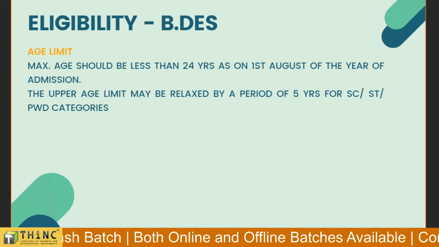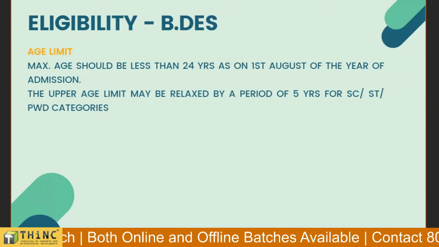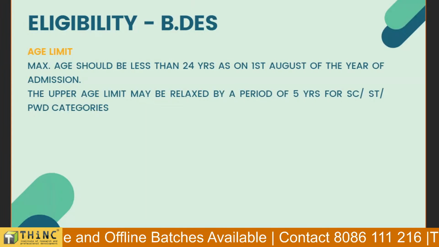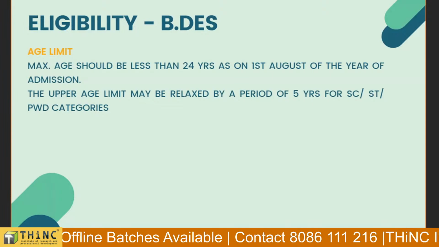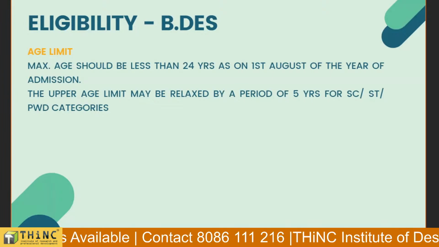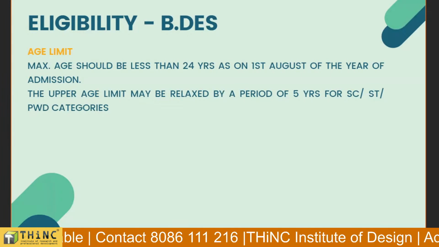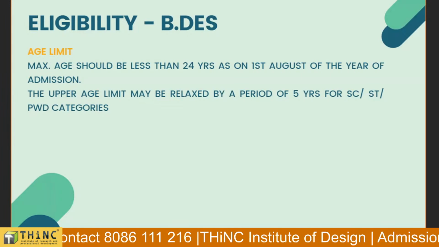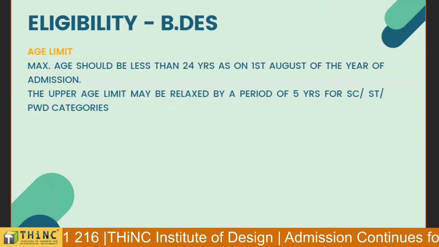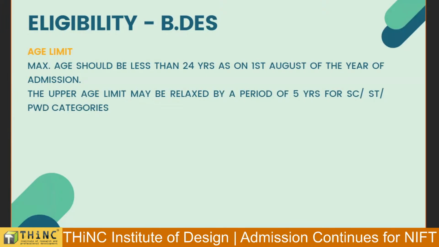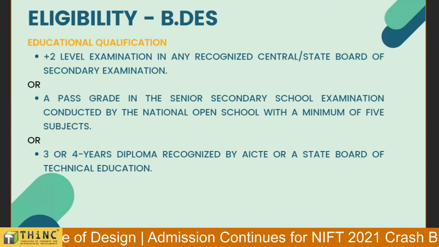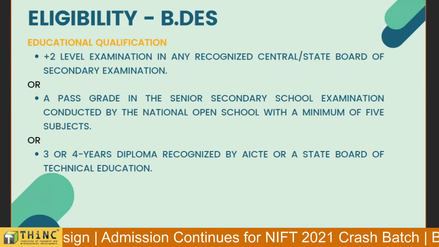And for various reservation categories like SC, ST, PW categories, there will be a 5-year relaxation in the upper age limit. So there will be 5 years of upper age limit relaxation for SC, ST and PW candidates. In general, for general candidates, the maximum age should be less than 24 years as on 1st August of the year of admission.